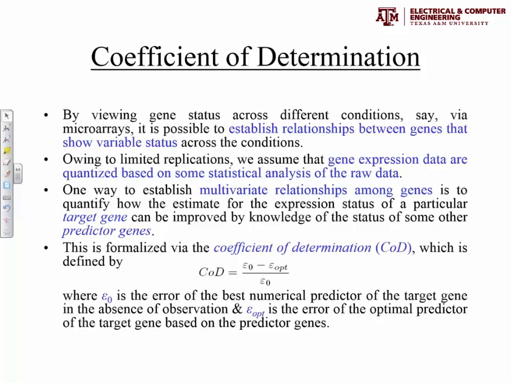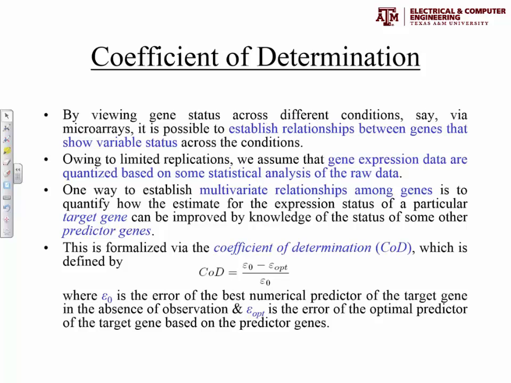So by viewing gene status across different conditions, say via microarrays, it is possible to establish relationships between genes which will show variable status across the conditions. If the genes don't change at all, if they don't move at all, you cannot say anything, okay? But if they move up and down together, or one goes up and another goes down, you might be able to infer some connection between these genes, okay?